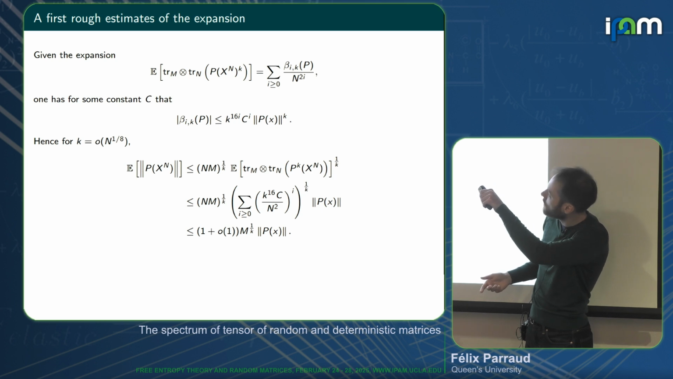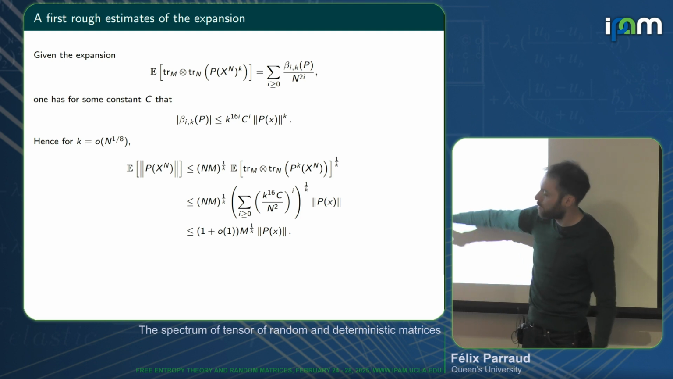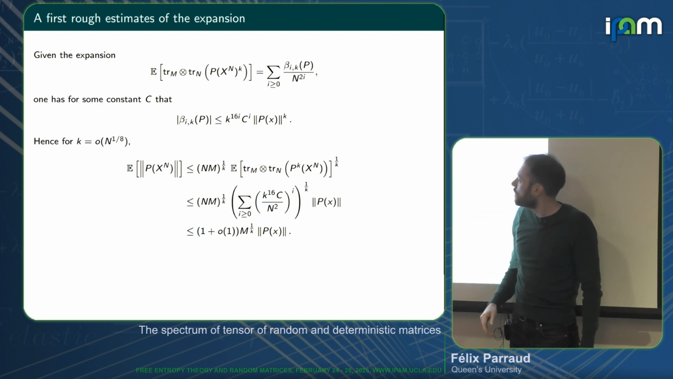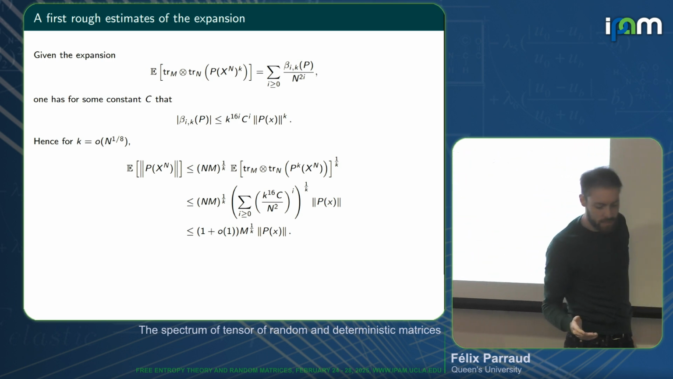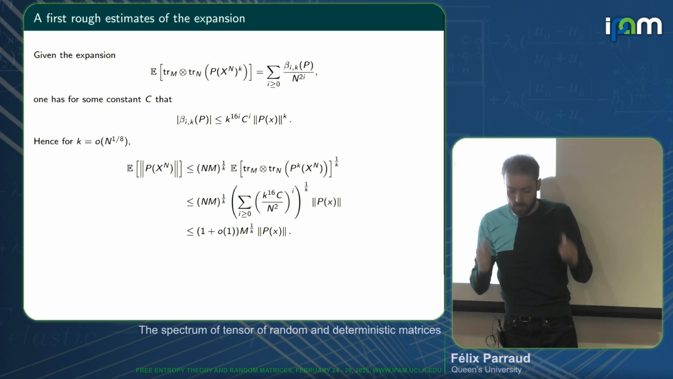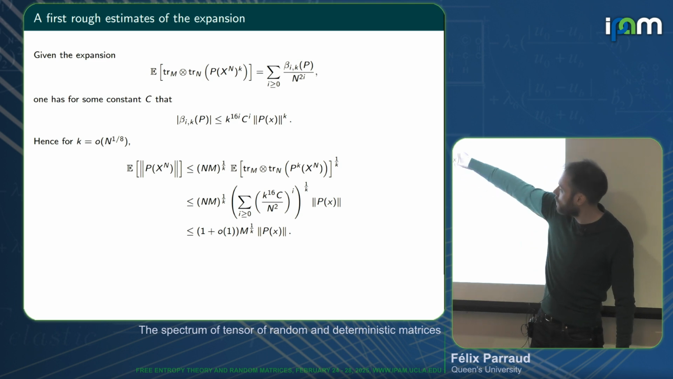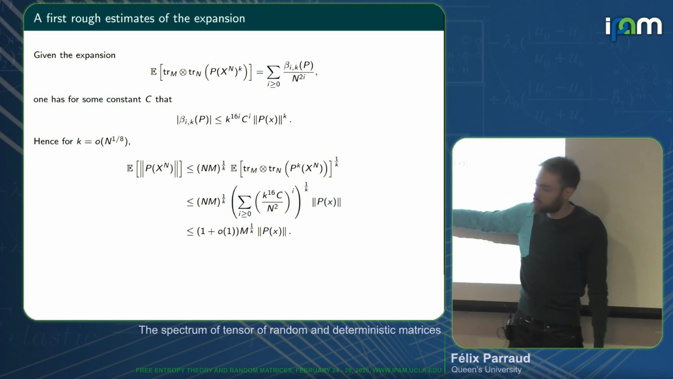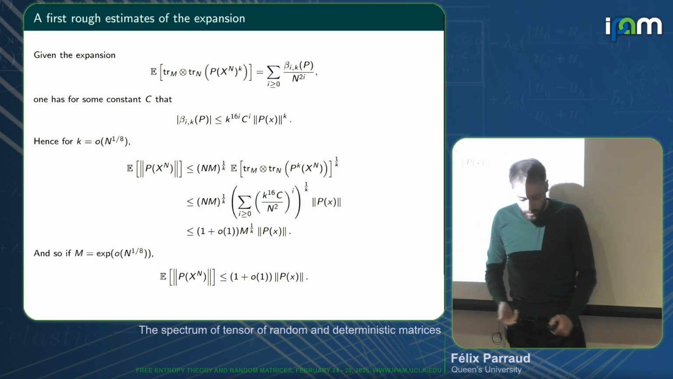Then you've got the expectation of the trace of P exponent k, which you can just replace by this asymptotic expansion, and then you can use the bound that we just showed here. You just plug that in, and since we assume that k is little o of n exponent 1 over 8, this is the sum over i of something small exponent i. So that's just a constant. And then you take the kth root of that constant. That's just 1.